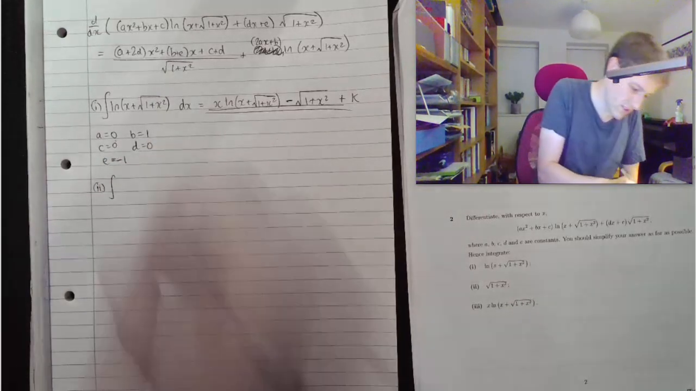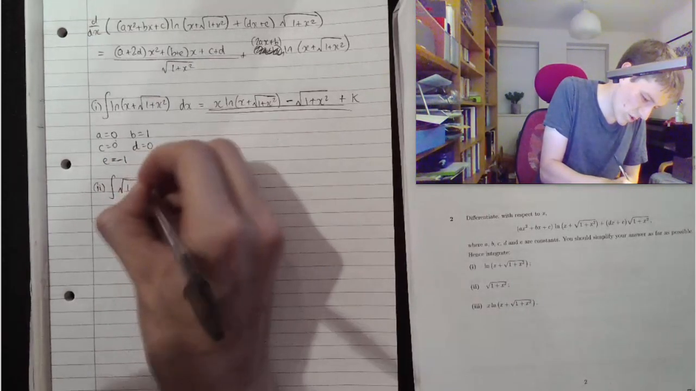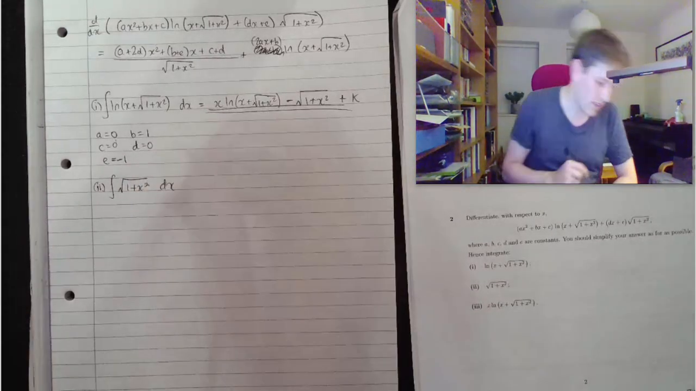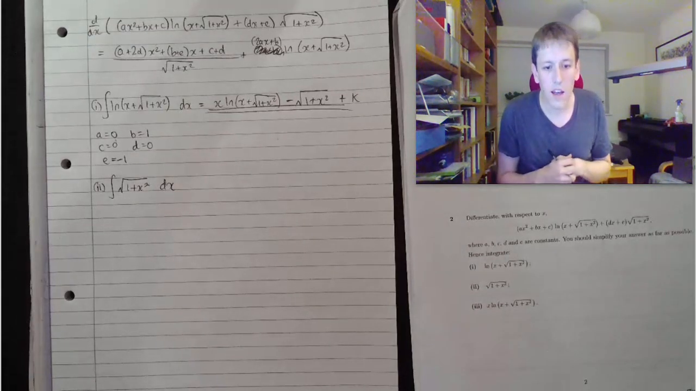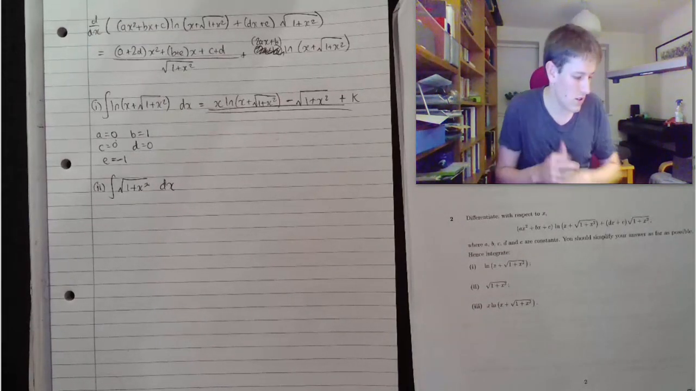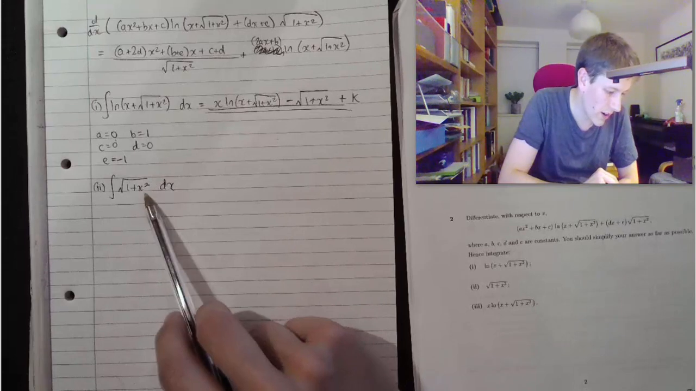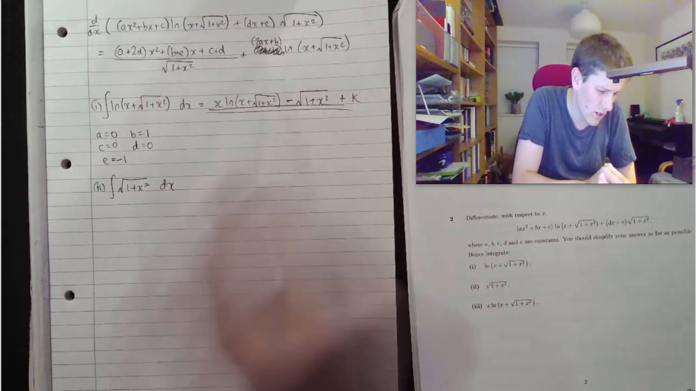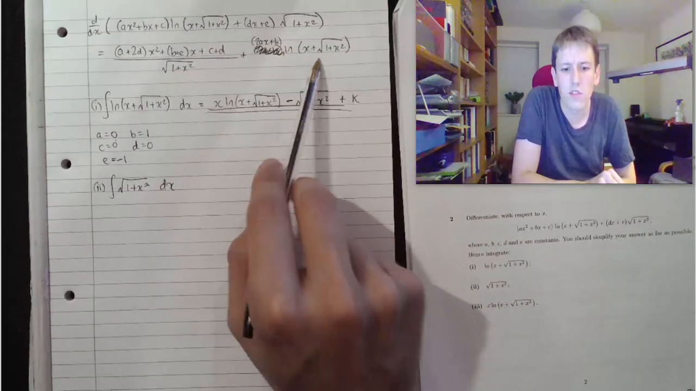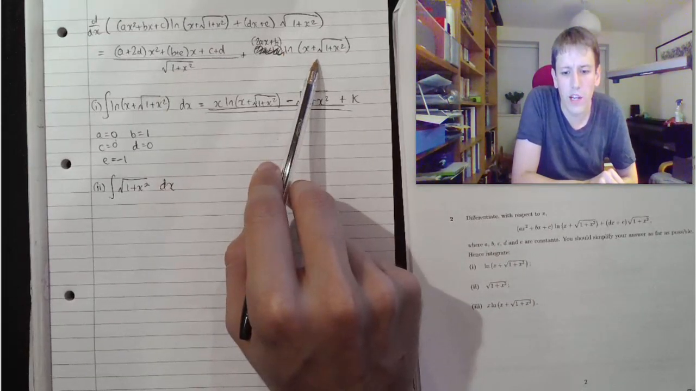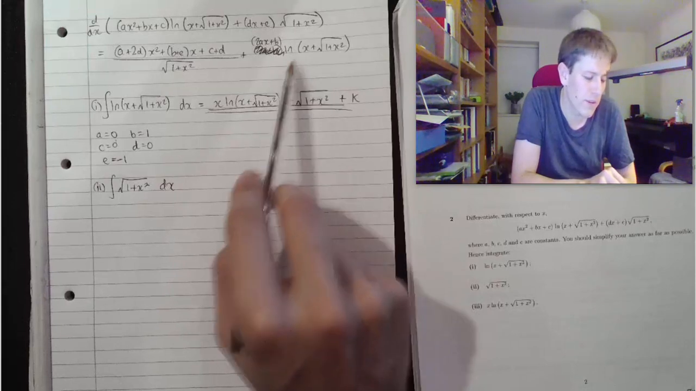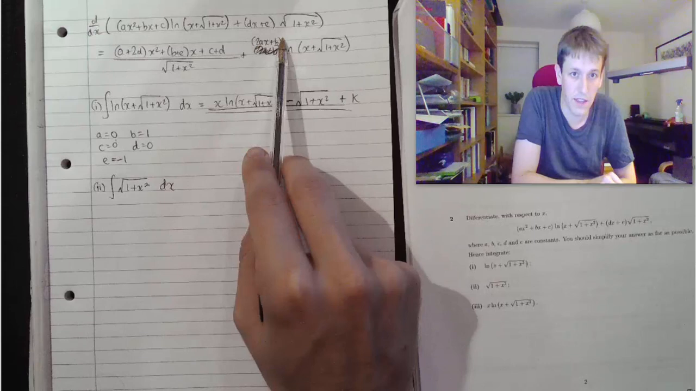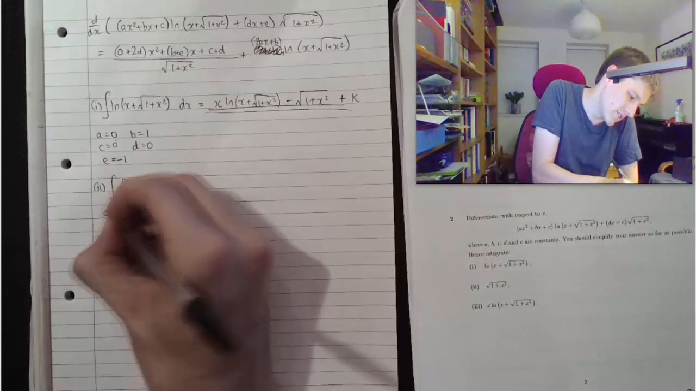Next one is the square root of 1 plus x squared with respect to x. Not an easy integral to do otherwise. So we look at this, and there's no log term to start off with here. I'm going to probably have to take a equals 0 and b equals 0. That's going to be the only way to eliminate this log term. So that's certainly a start.